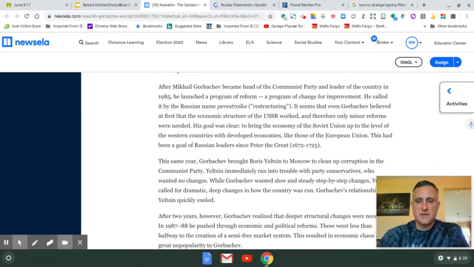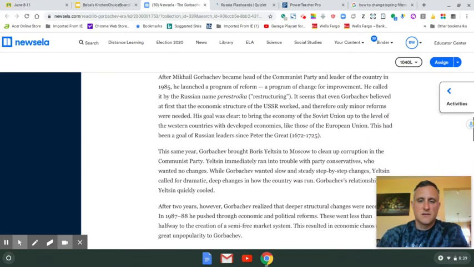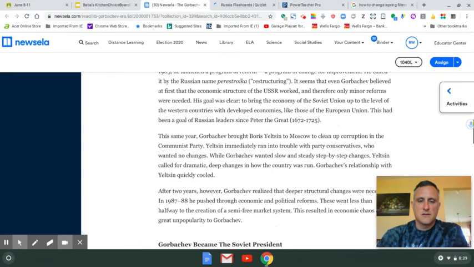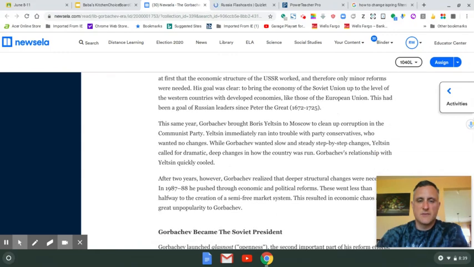Perestroika means restructuring. Bring the economy of the Soviet Union up to the level of the Western countries. You can't try to be like the United States if you're not the United States, except for if you're China, because then you become like the United States so fast that you hurt your own country.